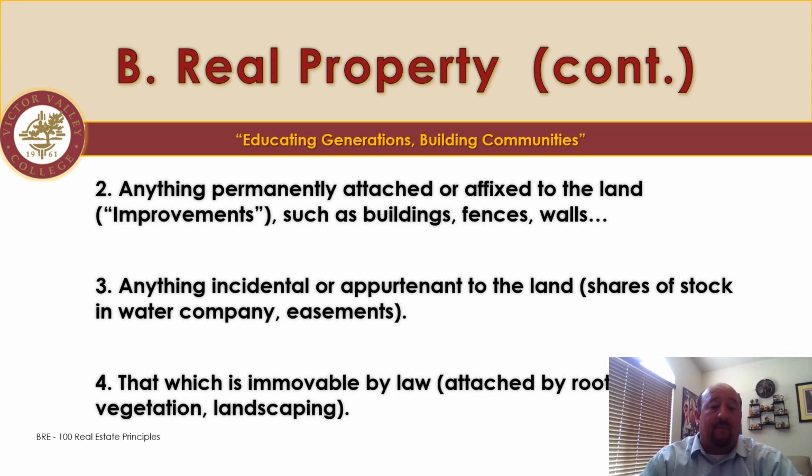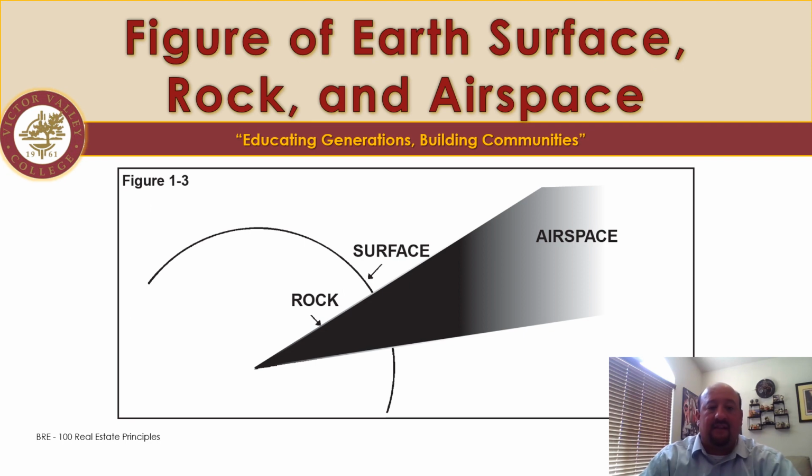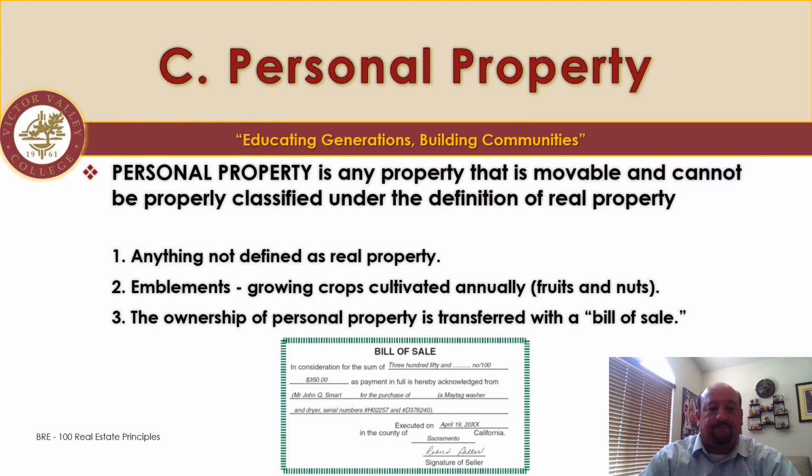Anything permanently attached or fixed to land is real property: buildings, fences, walls. Also incidental or appurtenant to the land, where appurtenant means runs with the land, and anything that's immovable by law. Obviously, if there's a tree on somebody's property, you can't just grab the tree and move it, so it is by definition real estate. The book also discusses airspace and things of that nature, which you don't really deal with in a typical real estate transaction.